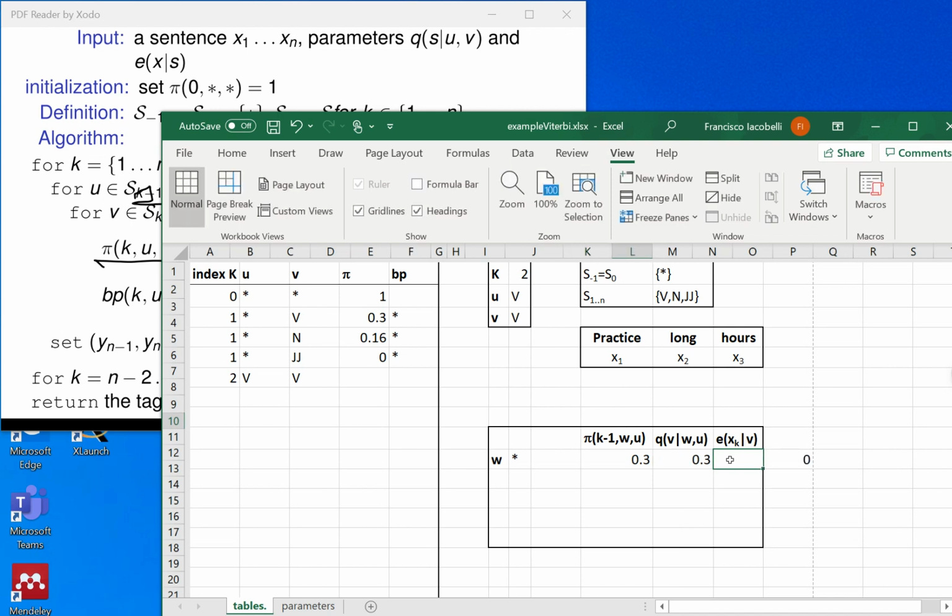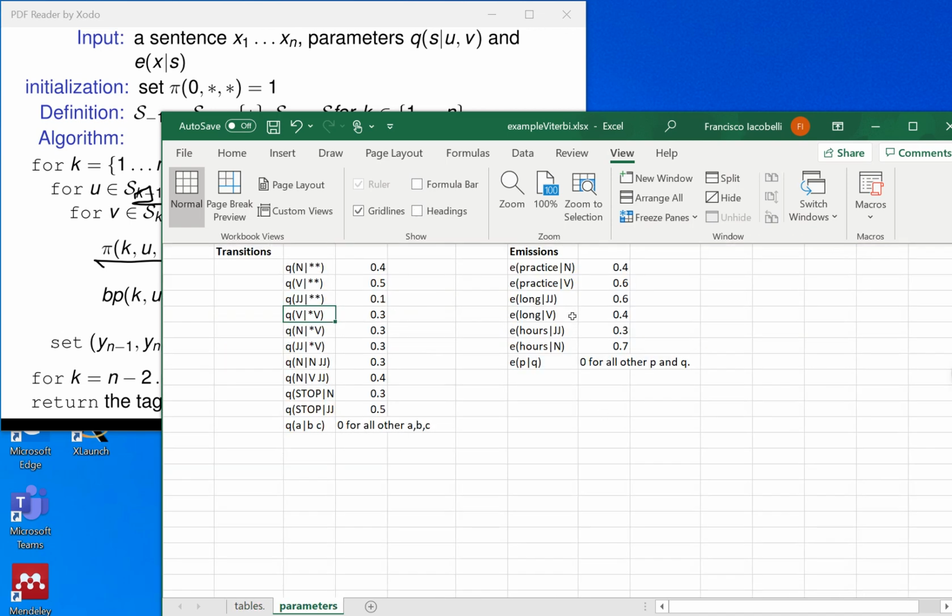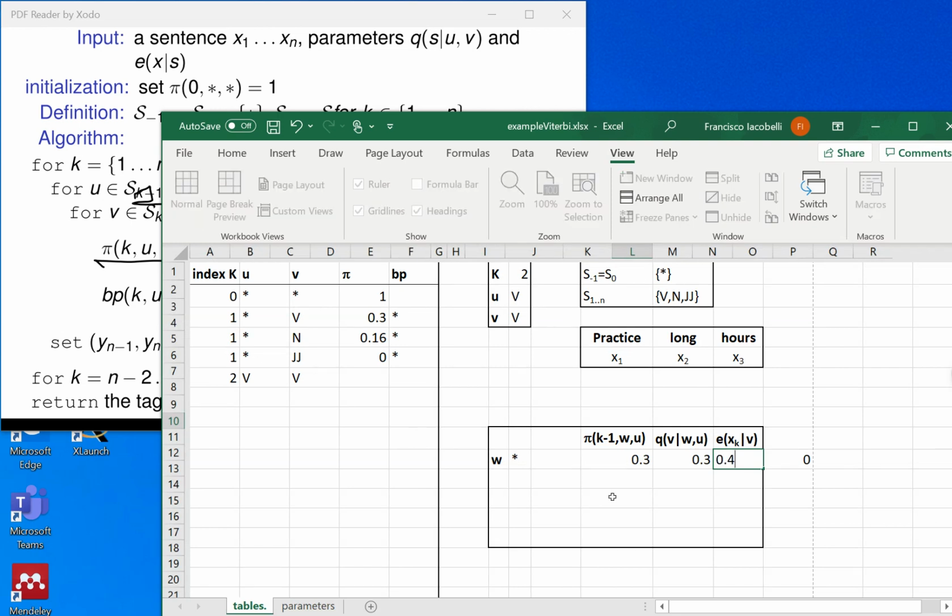And then the emissions now, K is 2, so this is X2, which is long. So I'm going to look for the word long with the tag V. Long with V is 0.4. So I'm going to put here 0.4, and that results in 0.036. 0.036, right there. And the tag that generated that was a star. So we erase this.